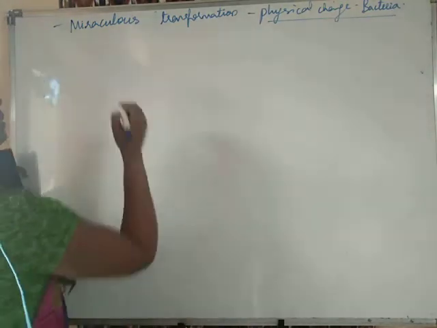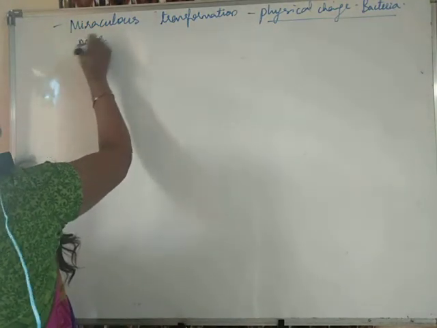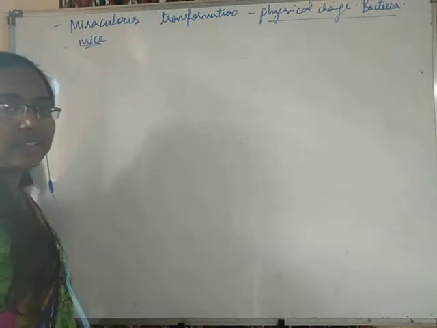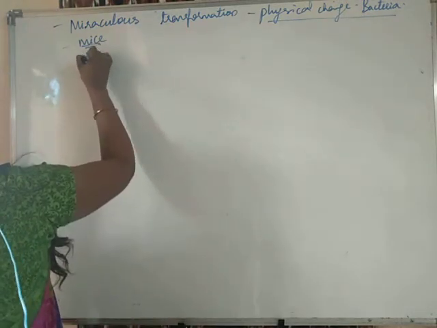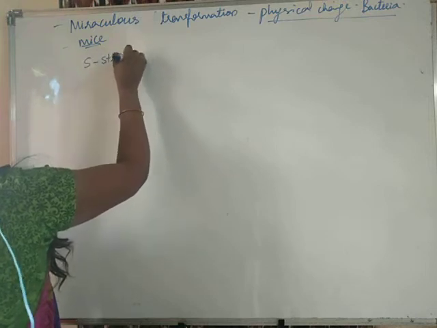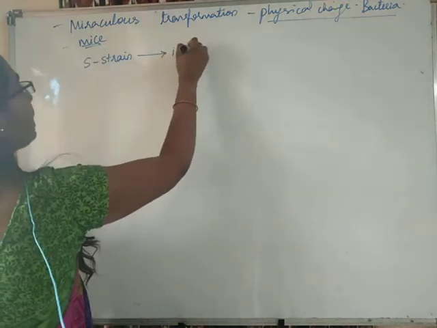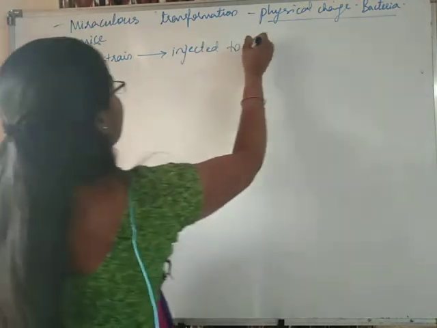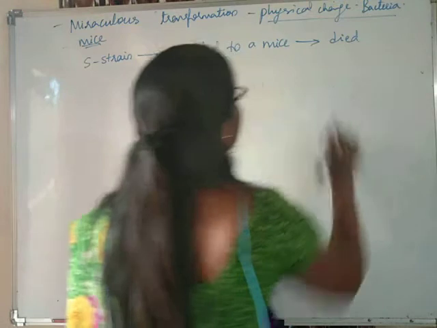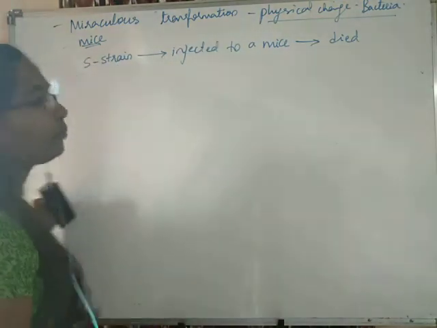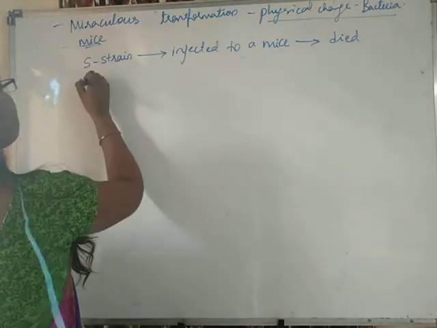What he did was he was performing experiments using mice. First he took S strain and injected it into the mice. Then the mice died. Then he took an R strain.